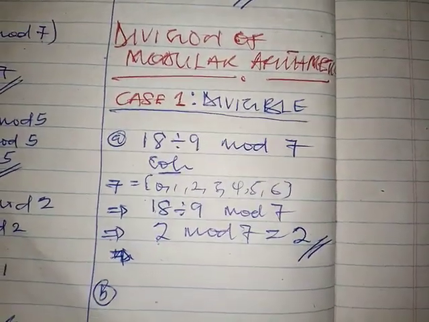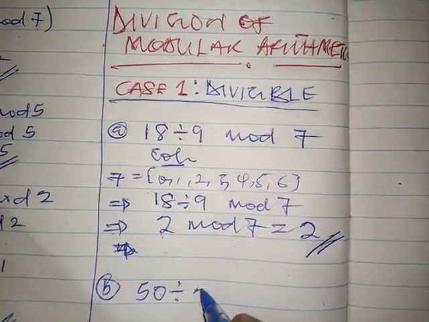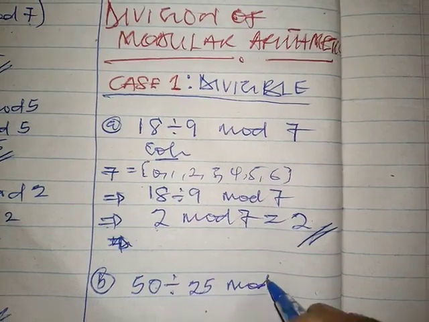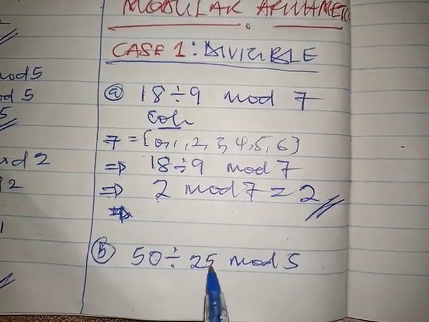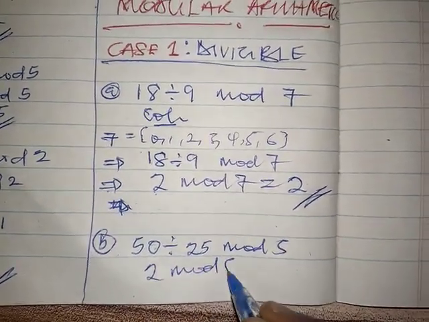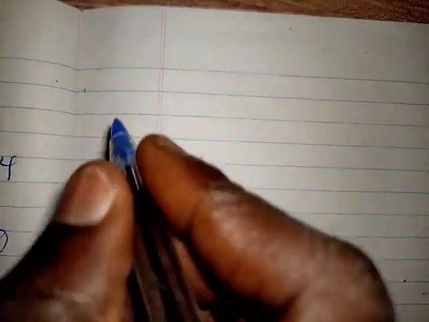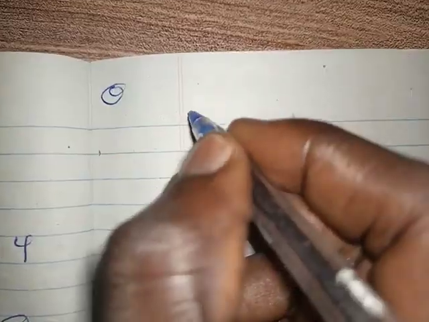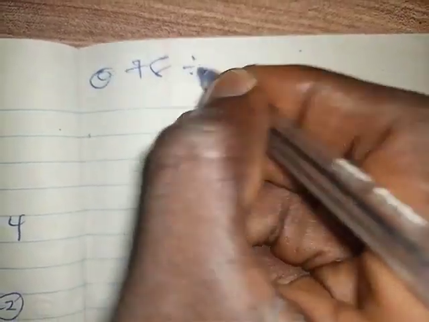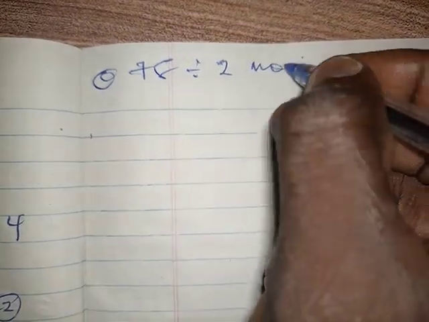The next example we are going to consider is 50 divided by 25 mod 5. 25 goes into 50 two times, so we have 2 mod 5, and 2 mod 5 is 2. Now let's see the third example. We have 78 divided by 2 mod 4.